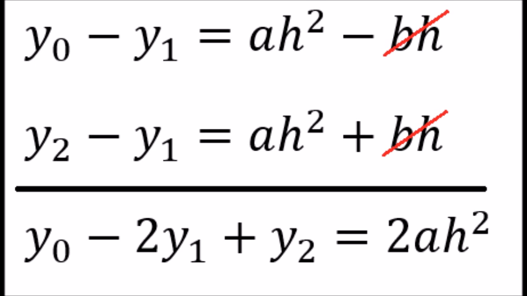If I add the 2 lines together, I get this result. So effectively, I've solved for the coefficient a in terms of mesh size h and function values y0, y1, and y2. I'm going to leave it in terms of 2ah squared. You'll see why I did that very soon.